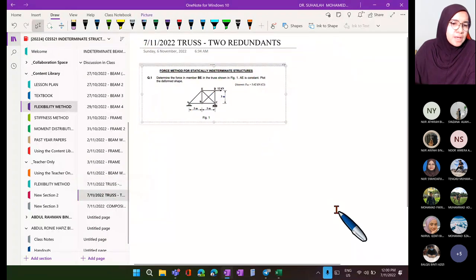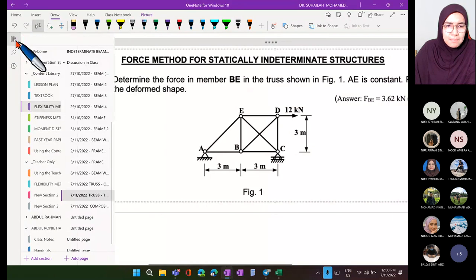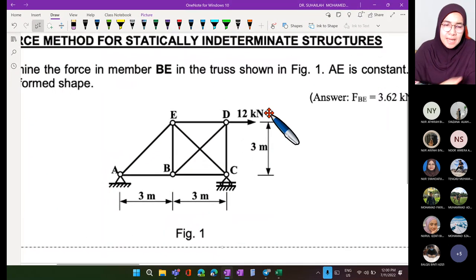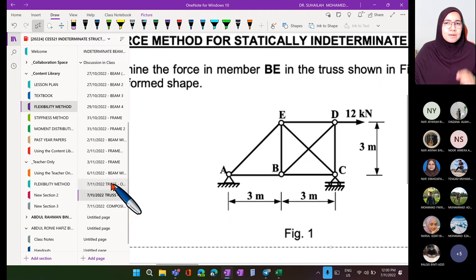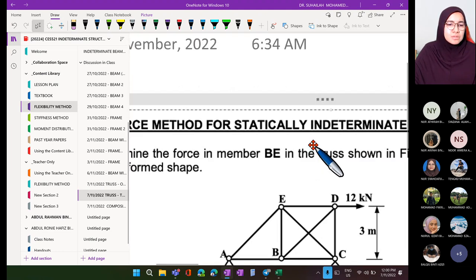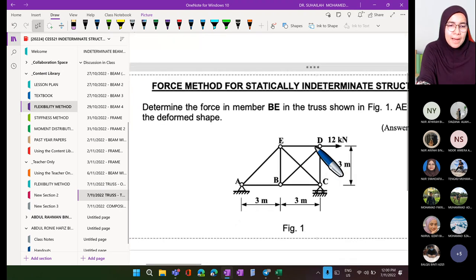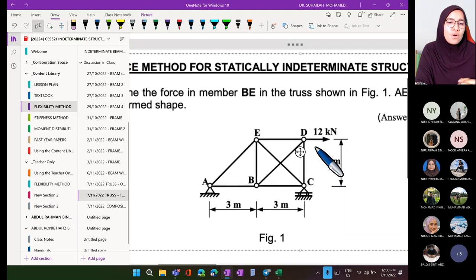Okay, I will have another example, which I will discuss with the class this evening. This is another example, but this time, member force is the redundant. What we discuss now is where the reaction is the redundant, but the question I will discuss this evening is when member force is the redundant. When I cover this, the truss part will be done. And later I will do an extra session on the effects of temperature changes and fabrication error. Okay, that's all for this session.